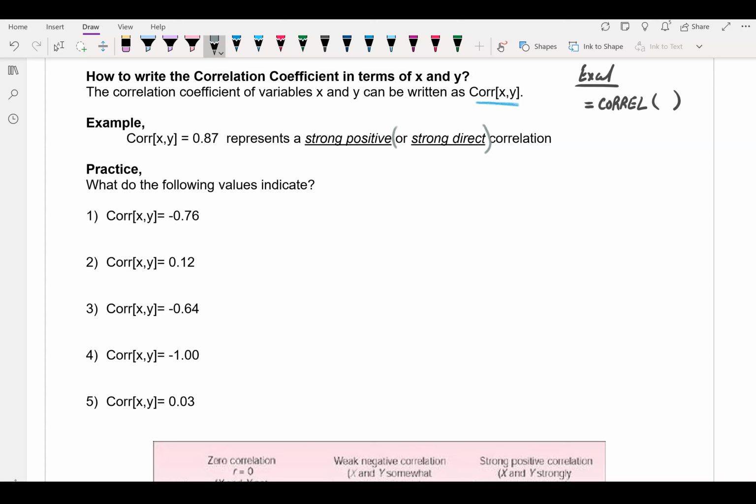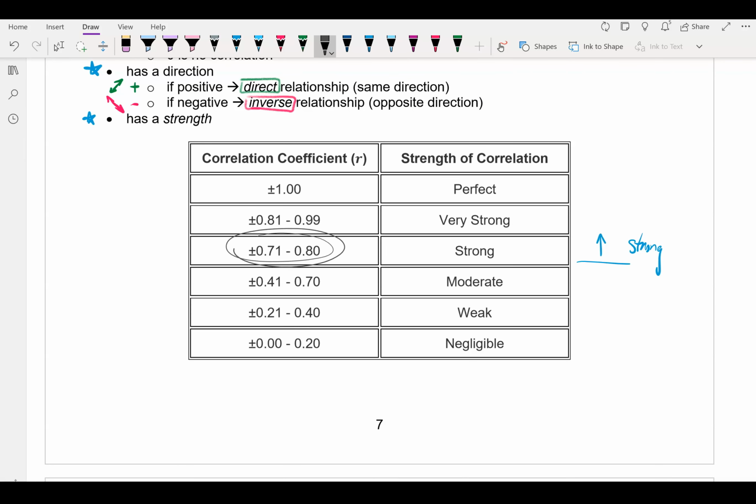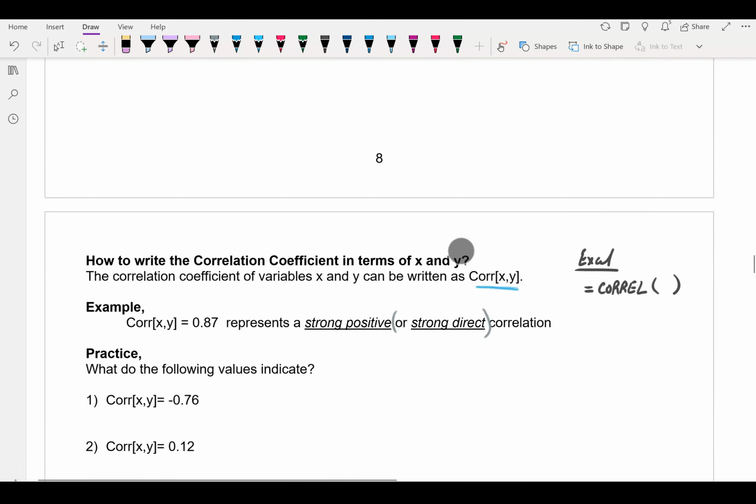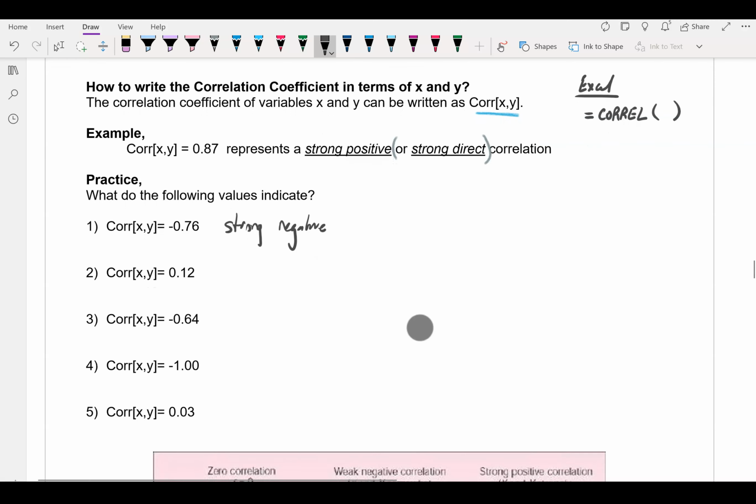So practice. What do the following values indicate? Once again, please pause the video to try this one, and then you can compare your answers to me. Number 1, correlation between x and y is negative 0.76. Let's start with the descriptor first. Negative 0.76 lives in this region, so that must be strong. So it's a strong negative correlation.